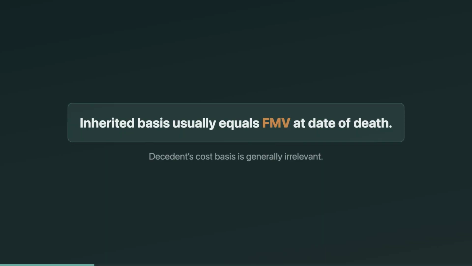Inherited property is one of the friendliest basis rules in the tax code. In most cases, your basis is the property's fair market value on the decedent's date of death, not what they paid, not their adjusted basis. This wipes out the decedent's built-in gain or loss for income tax purposes. On the EA exam, they'll give you the decedent's basis to distract you. Ignore it unless a special rule applies.